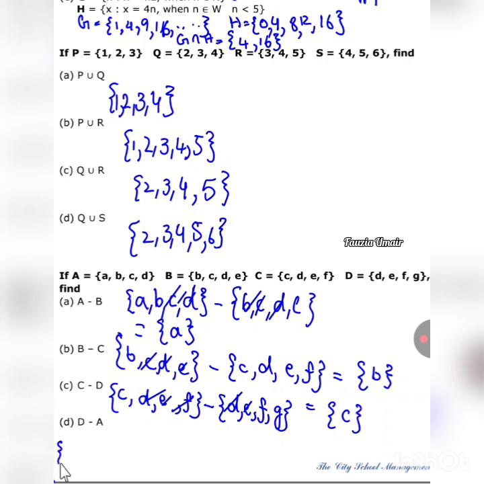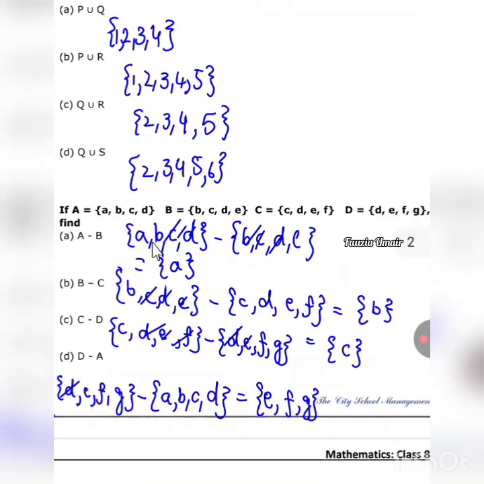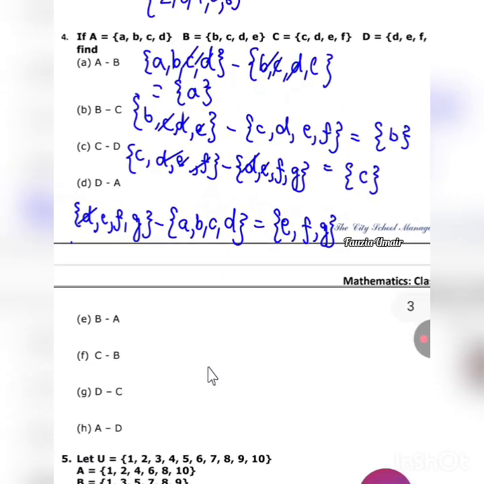D minus A. D is basically D, E, F and G. And A is basically A, B, C, D. So now the filter is only having D. So this D will be gone. The rest of the three elements are not in the filter, so they will come in the answer: E, F and G. Right? I hope this is clear. This is making sense.